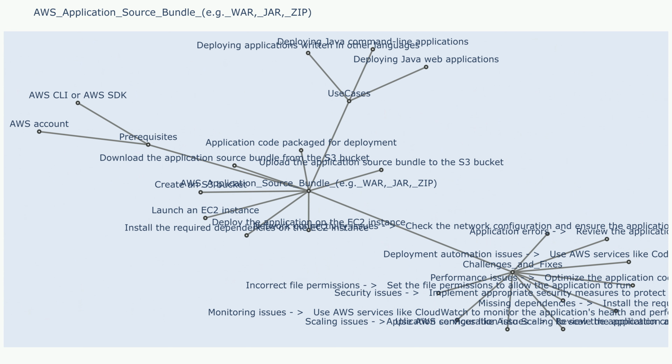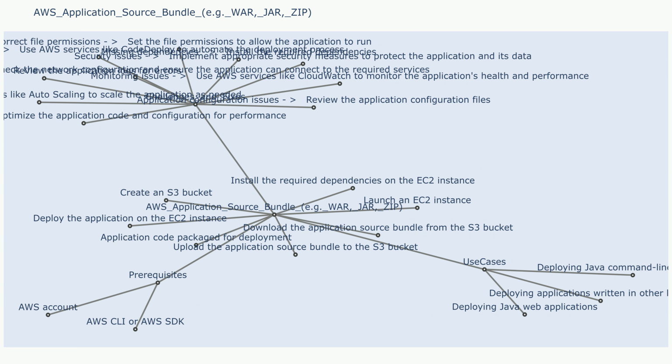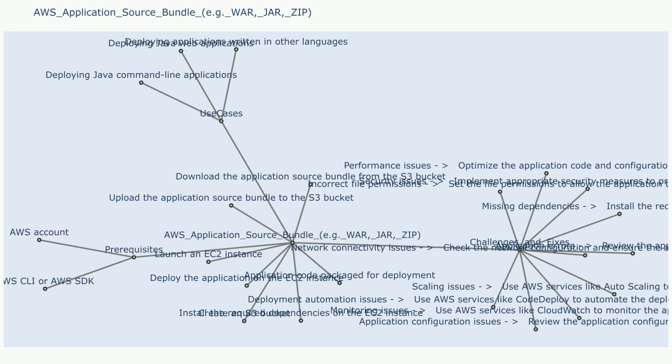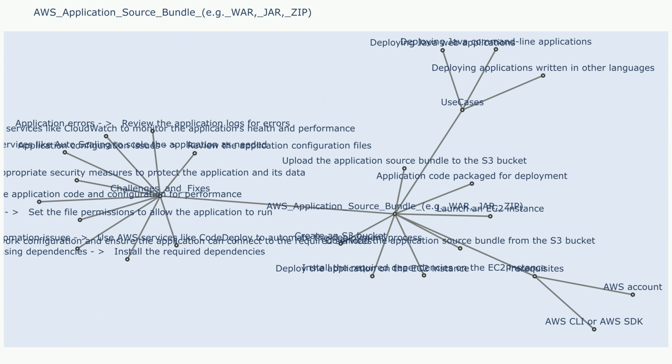Steps: create an S3 bucket. Create an Amazon S3 bucket to store your application source bundle. S3 is a highly scalable and durable object storage service. Upload the application source bundle to the S3 bucket. Use the AWS CLI, SDK, or the S3 web console to upload your WAR, JAR, or zip file to the S3 bucket.